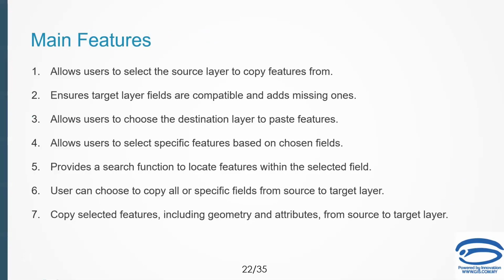Okay, the main features of this feature transfer tool: it allows the user to select a source layer and a destination layer to duplicate the features. The user can also select specific features based on the field that you want. It also provides a search function to locate features based on the field you have chosen. And the user can choose to copy all or specific fields from the source to the target layer, including geometry and attributes.